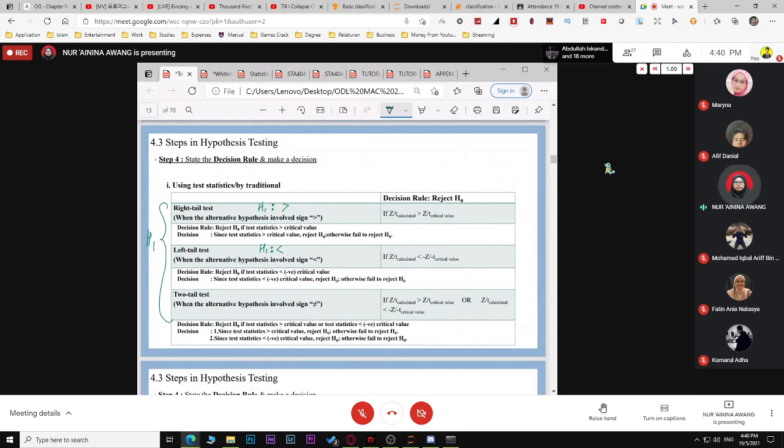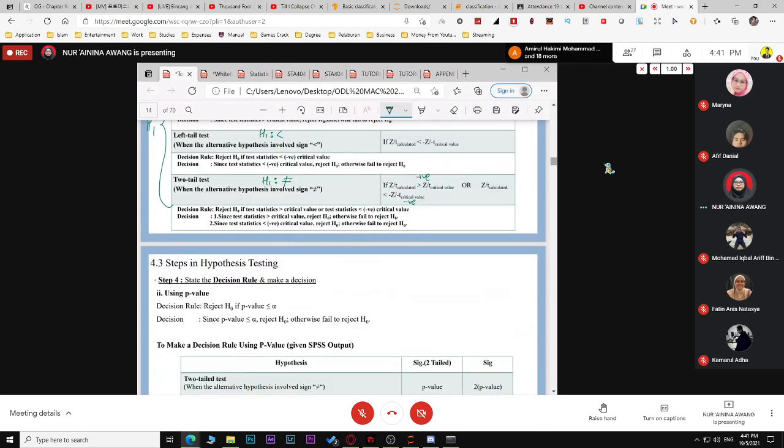Okay, if your H1 is unequal, kita akan reject if Z or T calculated is more than Z or T critical value on the positive side, or kita akan reject bila Z or T calculated is less than negative Z or negative T critical value on the negative side. Okay, so kita ada dua benda lah kita kena tengok. So ini adalah bila you use statistic or by traditional in step 2.